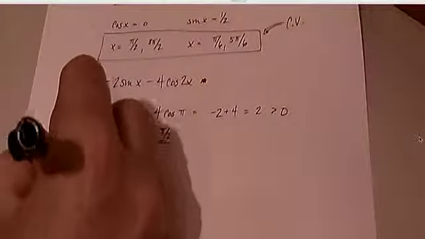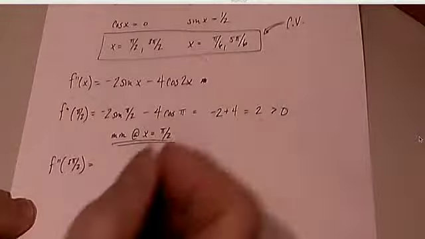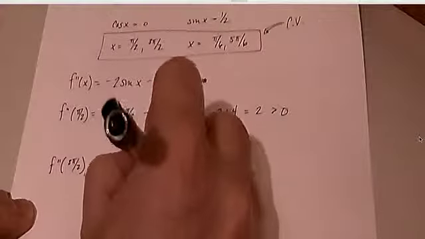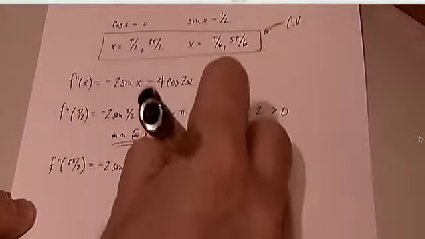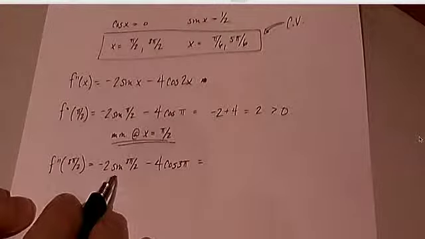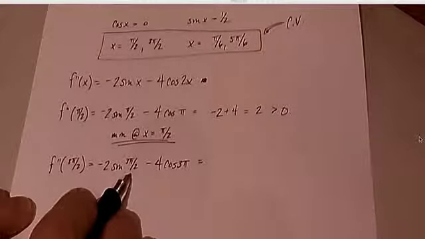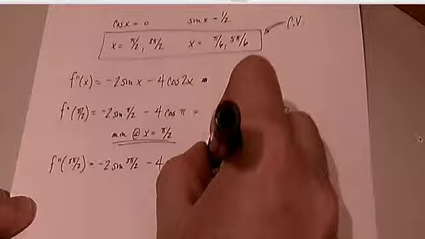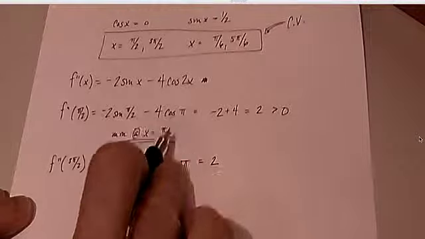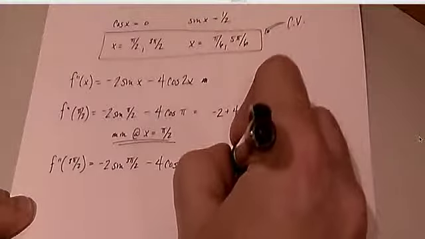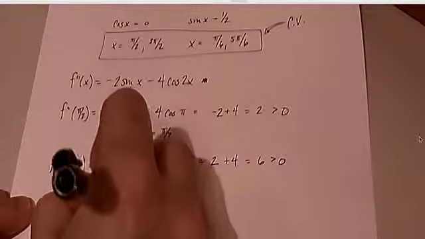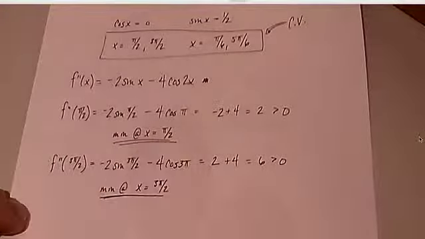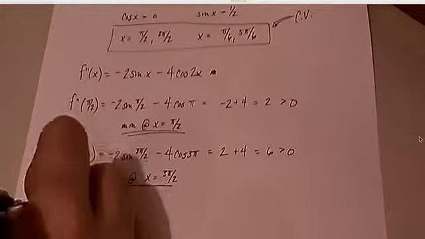Well, let's keep going. F double prime of 3 pi over 2. Well, that's negative 2 sine 3 pi over 2 minus 4 cosine of 3 pi. Well, sine of 3 pi over 2 is going to be negative 1, okay? Negative 1 times a negative 2 is positive 2. Now, 3 pi is coterminal with pi, so its cosine value is identical. And that's going to be 6. That's positive as well, meaning that it's concave up. And, of course, if a critical value occurs in an interval that is concave up, it's a minimum. All right, let's keep going.